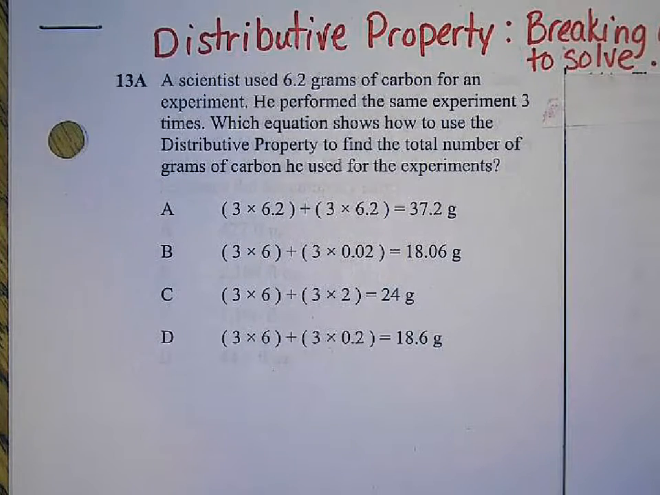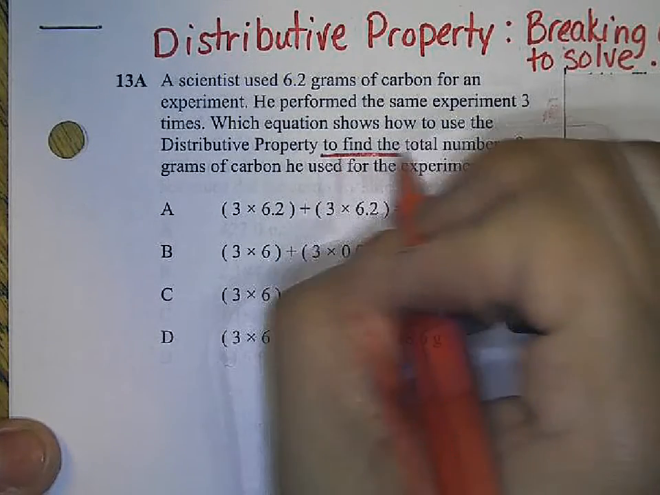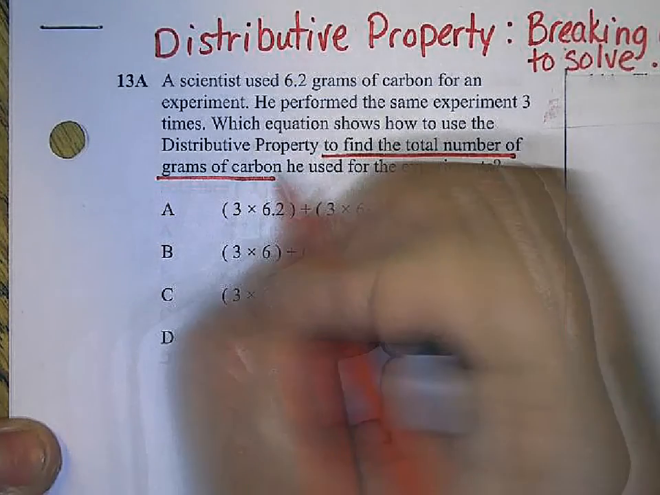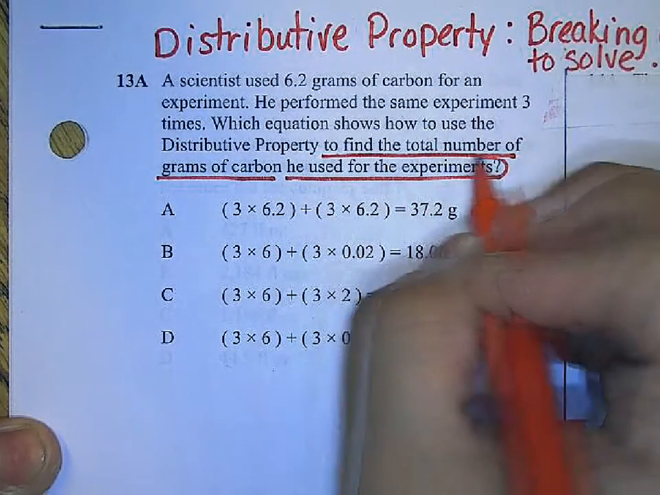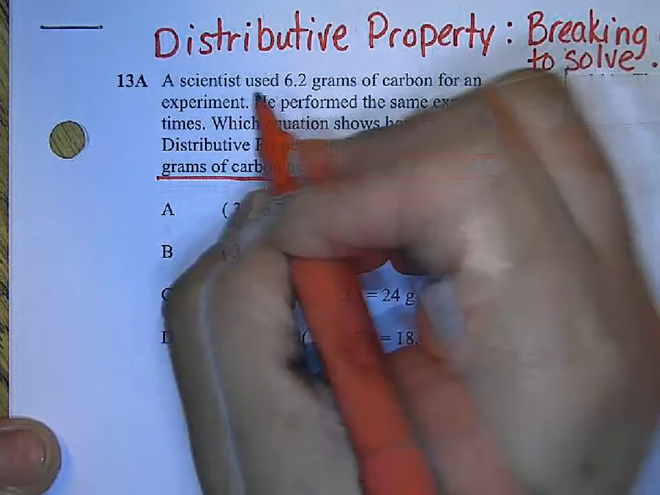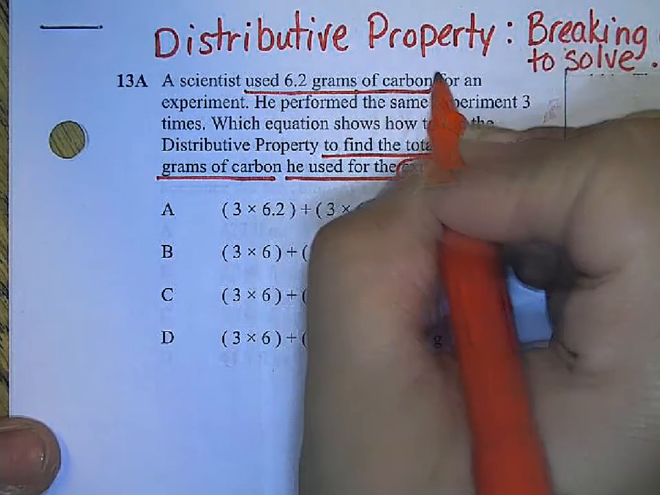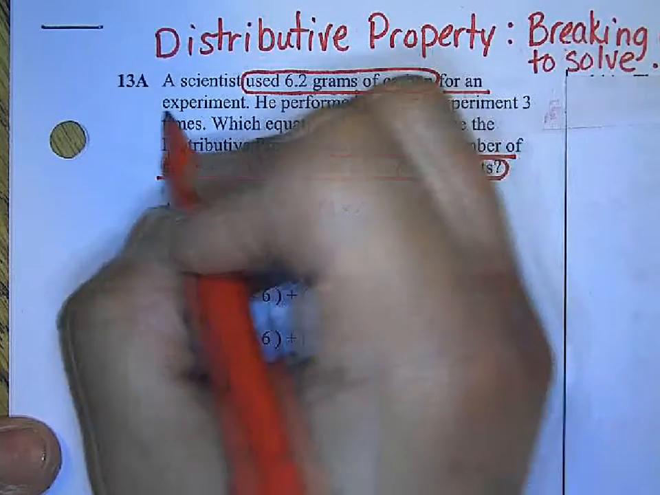Alright, 13A says, a scientist used 6.2 grams of carbon for an experiment. He performed the same experiment 3 times. Which equation shows how to use the distributive property to find the total number of grams of carbon he used for the experiment? So we are wanting to find the total number of grams of carbon he used for the experiment, all 3. And it says he used 6.2 grams of carbon for an experiment.